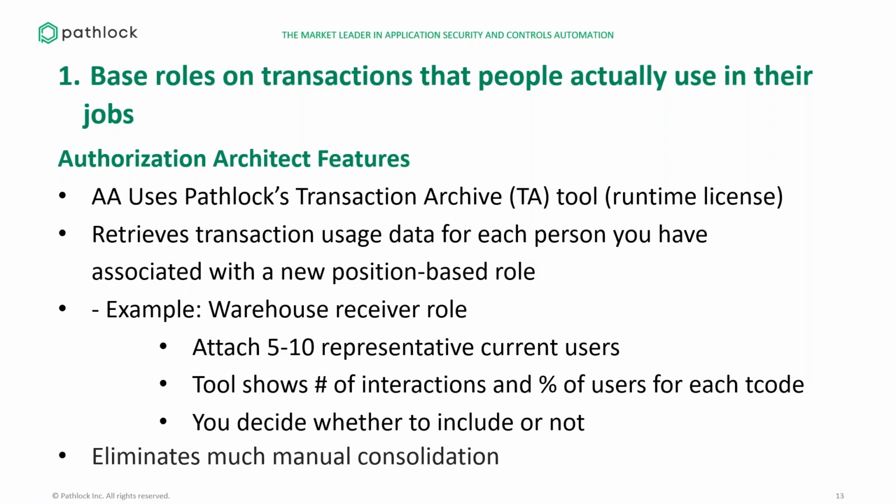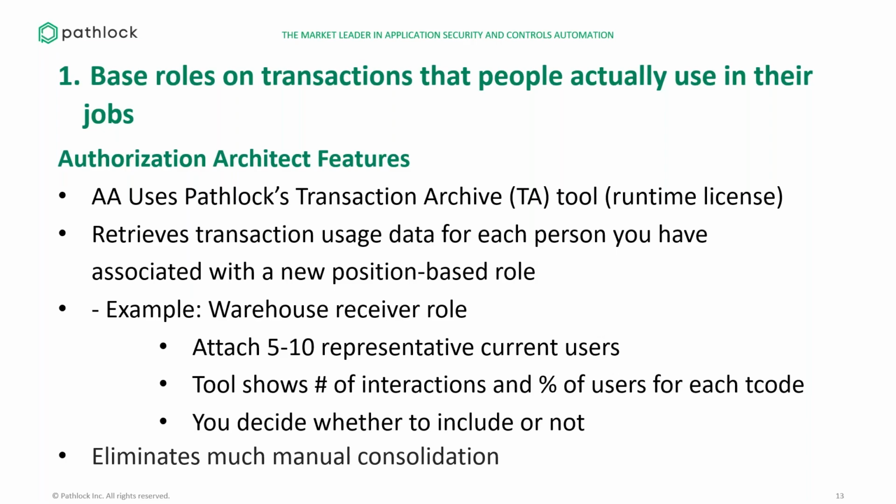It's got a lot of uses in its own right, TA does, but for Authorization Architect, you'll look at that transaction data for each person that's associated with a new position that you're going to create. So for example, if you're creating a new warehouse receiver role, you would attach some current users to it that are currently doing that job. You may have many of them, but if you have 5 or 6 covered, you feel comfortable that you've got that job covered.